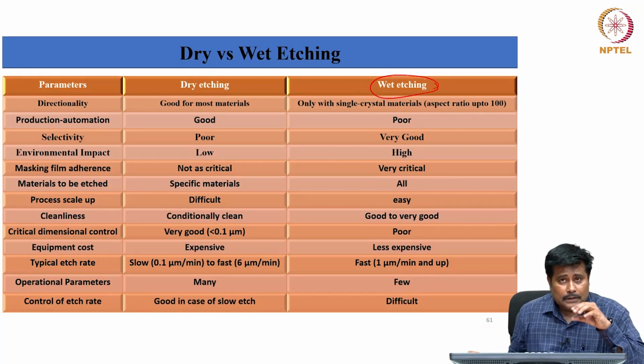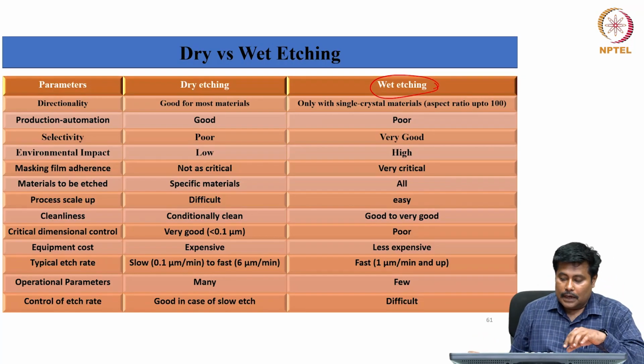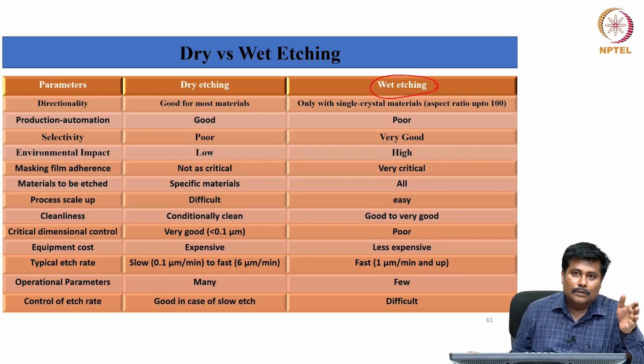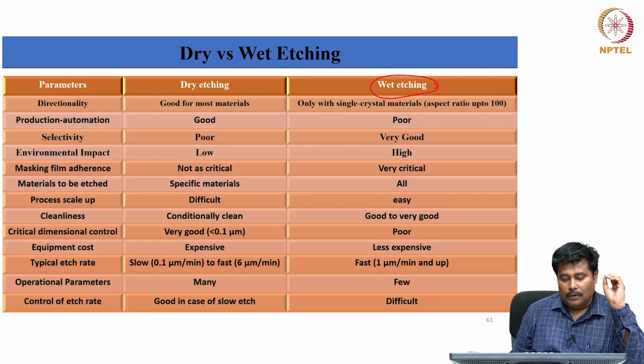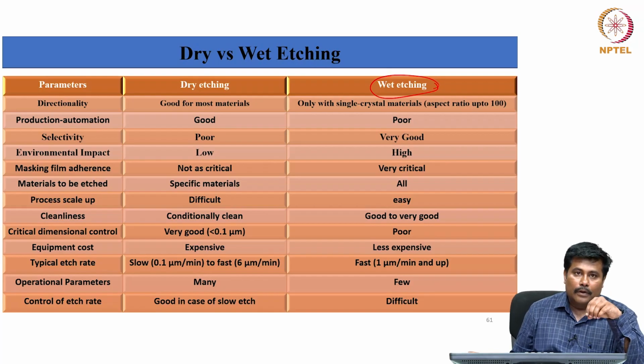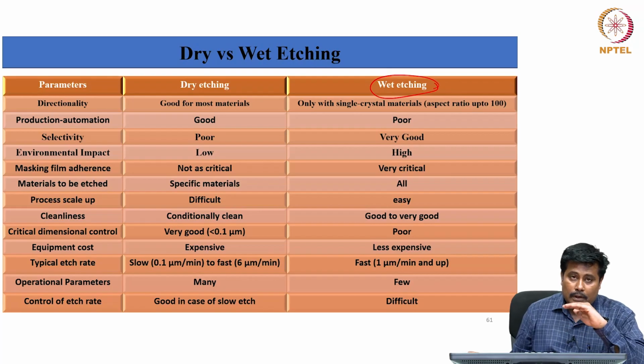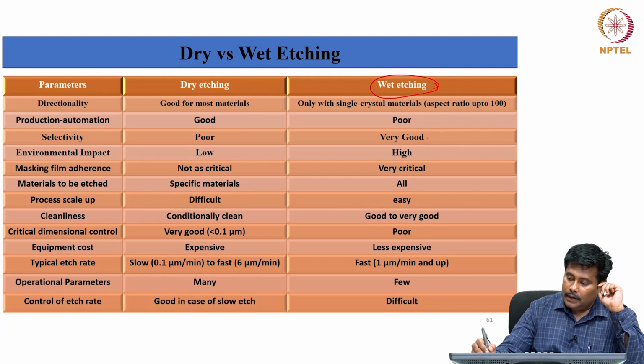As far as process automation is concerned, the dry etching process is good. However, in the case of the wet etching process, it is very difficult to deploy process automation. Now, from a selectivity point of view, dry etching is almost poor. However, from a wet etching point of view, its characteristics are quite good.